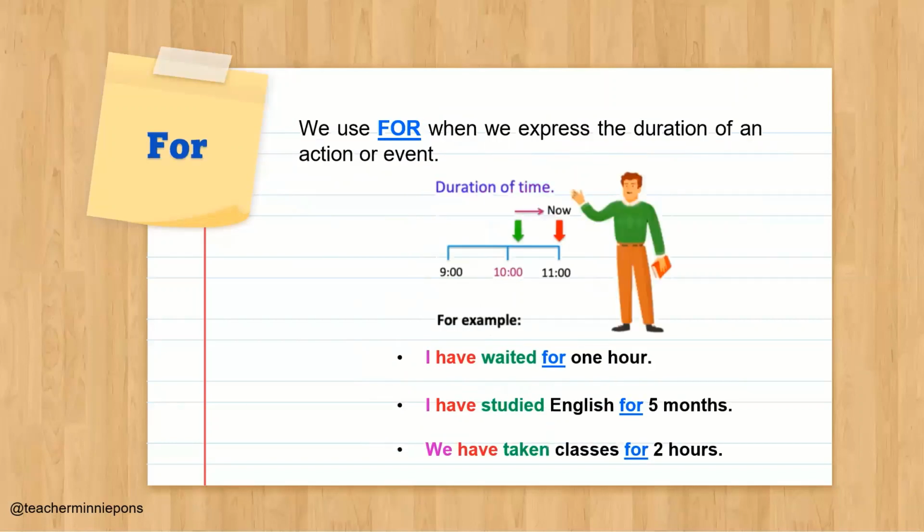For. We use for when we want to express the duration of an action or event. For example, I have waited for an hour. I have studied English for 5 months. We have taken classes for 2 hours.